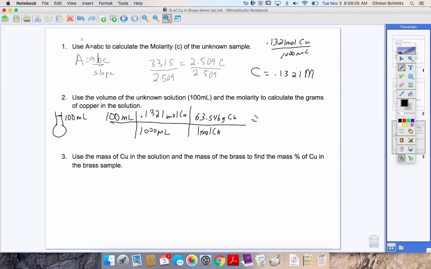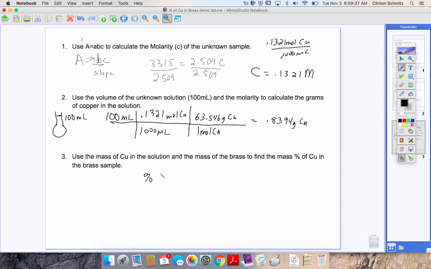I'm going to do the math. I have 100 times 0.1321 times 63.54 divided by 1,000, and that equals 0.8394 grams copper. So that's how many grams of copper I had in the rifle shells.